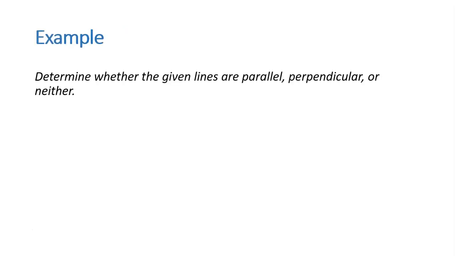So let's look at a couple examples where we determine whether lines are parallel, perpendicular, or possibly neither. Keep in mind that parallel and perpendicular are very special cases. If you just randomly pick 2 lines in the coordinate plane, more than 99% of the time, they're not going to be either parallel or perpendicular. They're just going to be 2 lines that intersect somewhere in space. So just keep in mind parallel and perpendicular are special cases. They're not the norm. So here's our 2 lines.